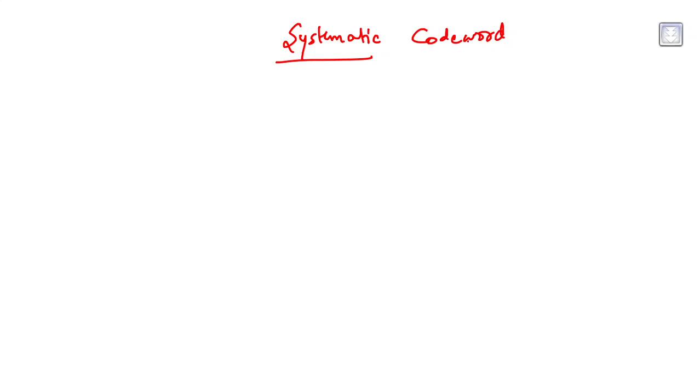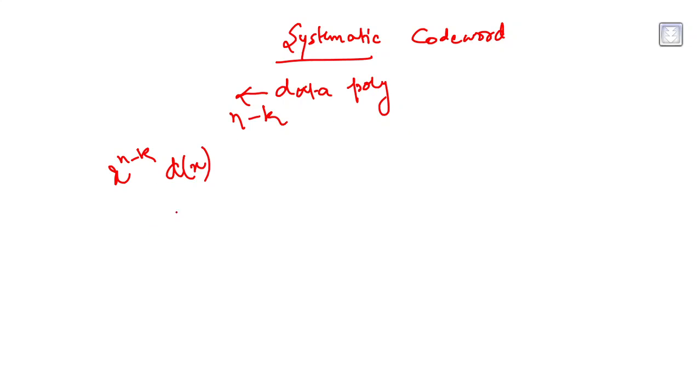How to do that? For generating a systematic code word, we have to shift our data polynomial to the left by n minus k positions. If it is a k polynomial, I have to shift it by n minus k positions. That means I will be multiplying it with x to the power of n minus k into d of x. If I divide it by g of x, I will be getting a quotient and a remainder.